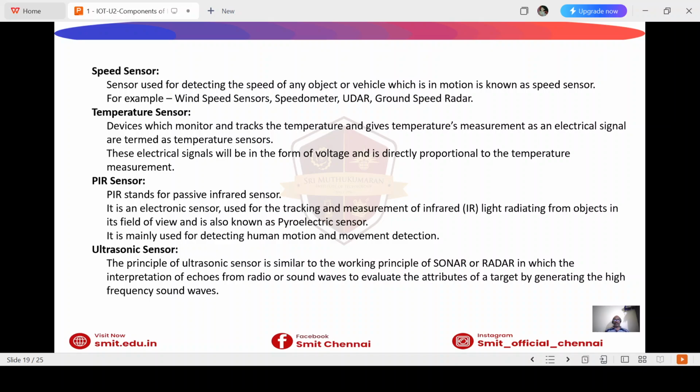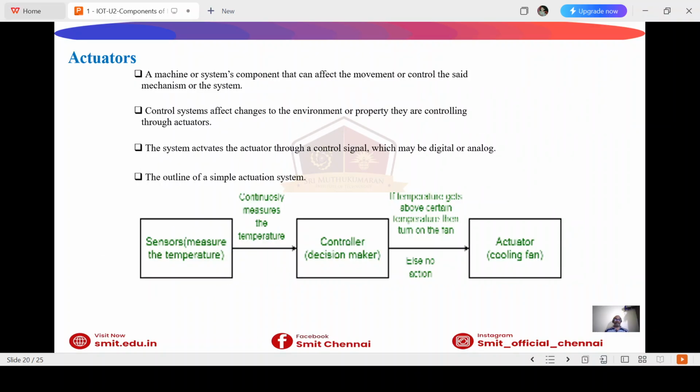Ultrasonic sensor, we already know, is based on the principle of sonar or radar. It works based on high frequency sound waves. So it is used to measure the distance. So that's how we see about the sensors.